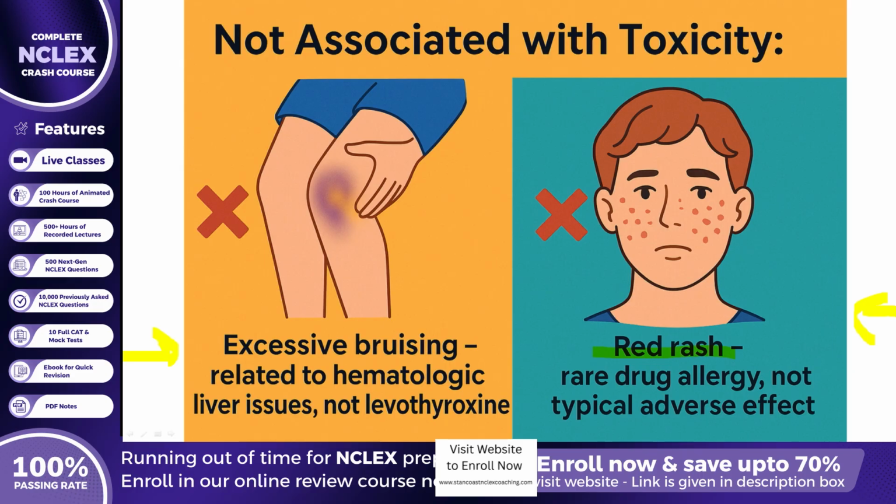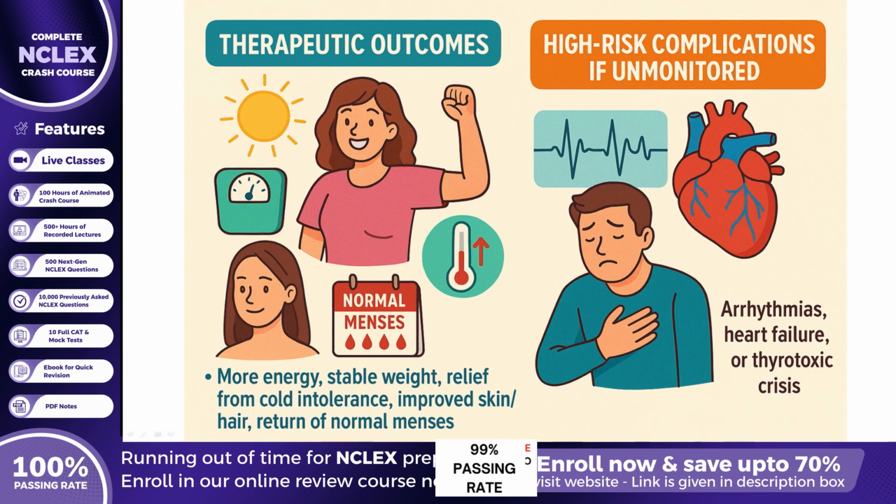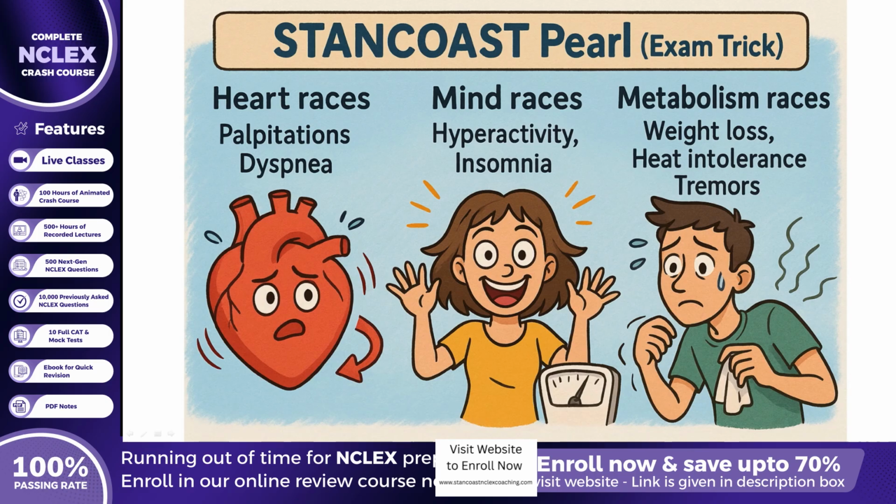Now, hyperactivity is correct. Too much thyroid hormone stimulates the nervous system, making clients restless, irritable, and unusually energetic. This is an early sign of overtreatment that the nurse must report promptly. Lastly, insomnia is correct. Because the metabolic and neurologic systems are in overdrive, clients may struggle to fall or stay asleep. This may seem like a minor complaint, but it is an important marker of thyroid hormone excess that signals the need for dosage review.